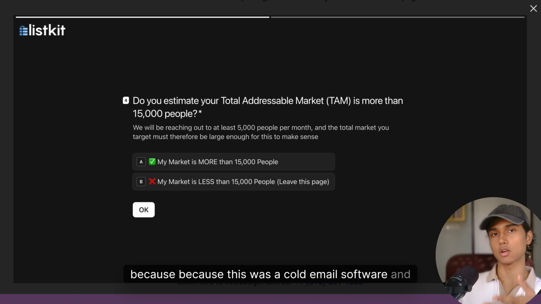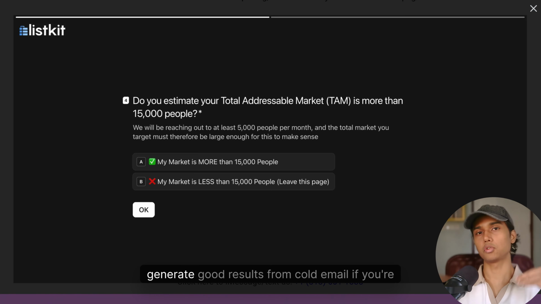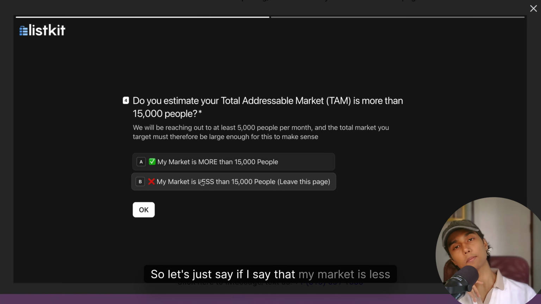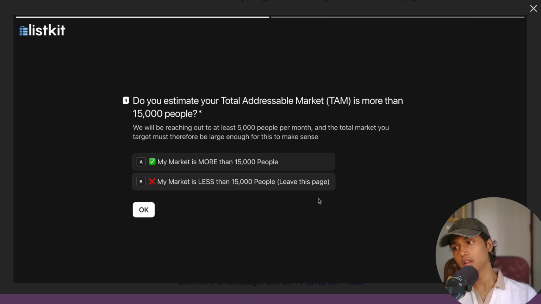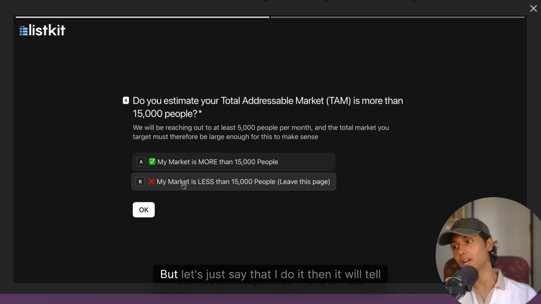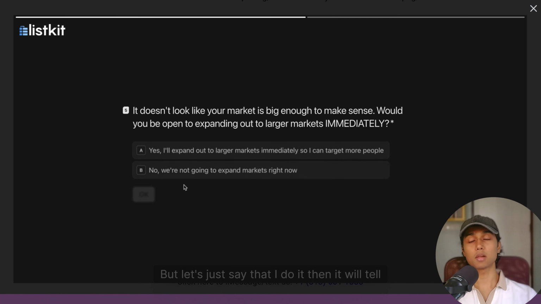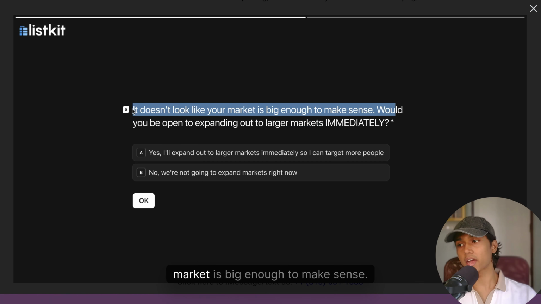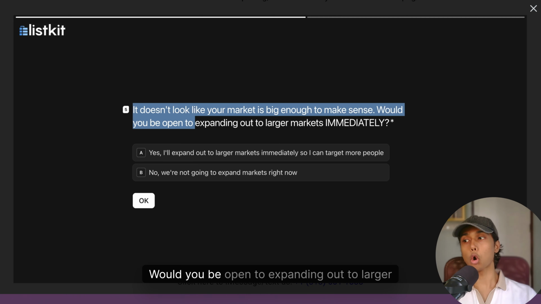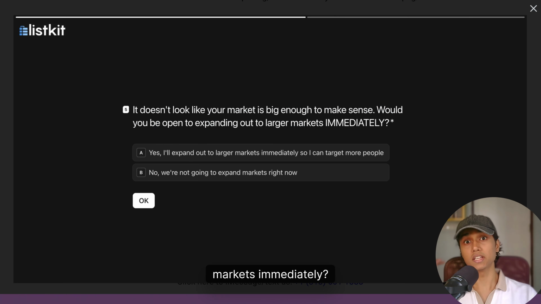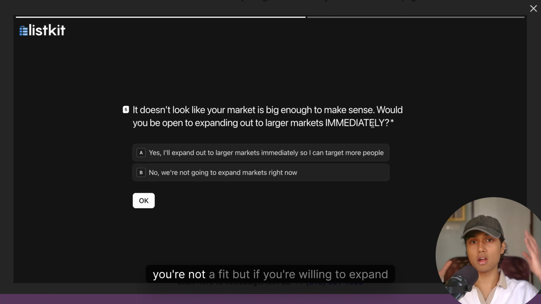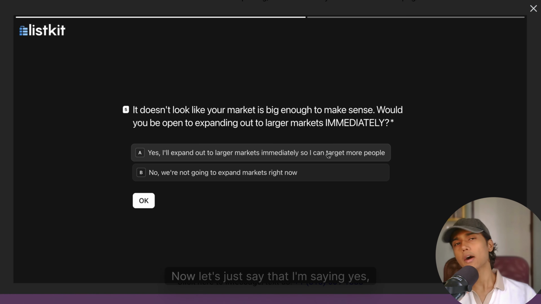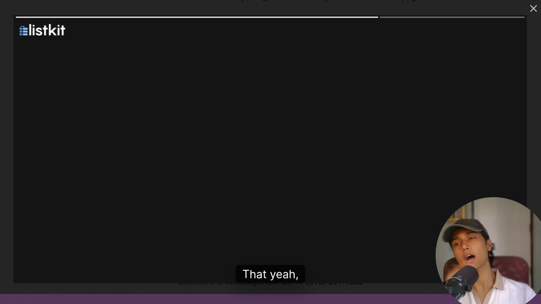Because this was a cold email software, and you can't really generate good results from cold email if you're just reaching out to less than 15k people. So let's say I say that my market is less than 15k people, right? It is also telling me to leave this page, but let's say that I do it. Then it will tell me that this is not going to be a fit for you. It says it doesn't look like the market is big enough to make sense. Would you be open to expanding out to larger markets immediately? So it is saying that you're not a fit, but if you're willing to expand your TAM, then we will be ready to get you in. Now, let's say that I say yes, that I want to expand.